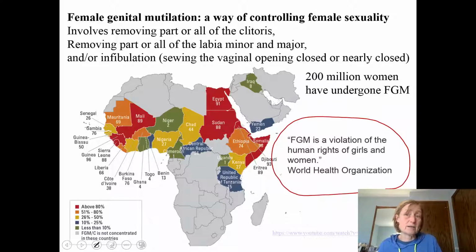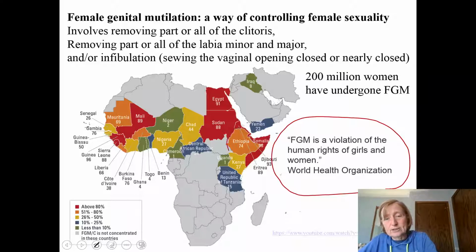It can cause bleeding. It can cause infection. It can cause people to not have any kind of enjoyment of sexual intercourse ever during their lives. It's a really scary thing, and so I just wanted to make that mention.